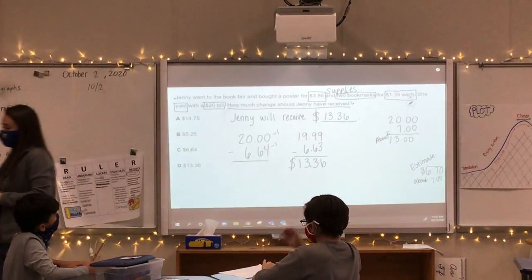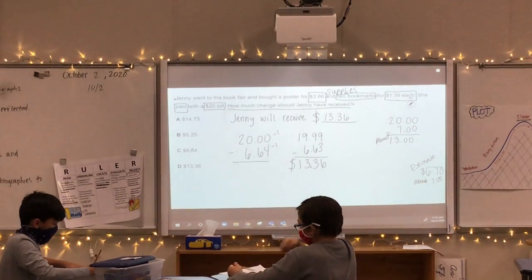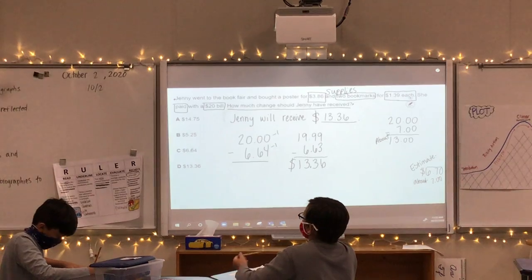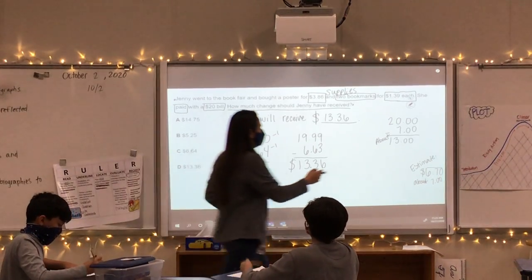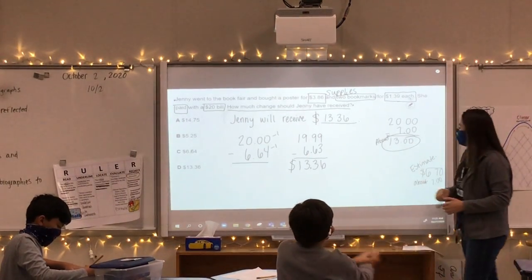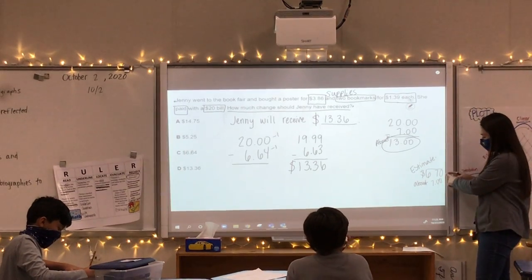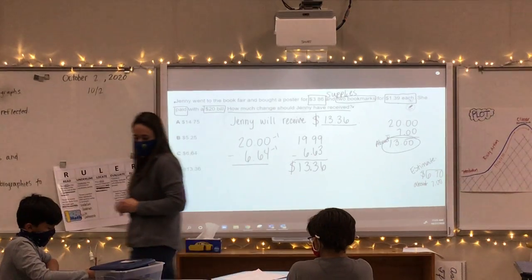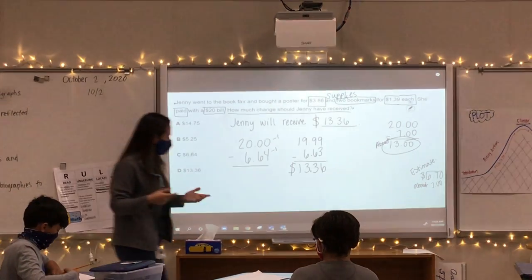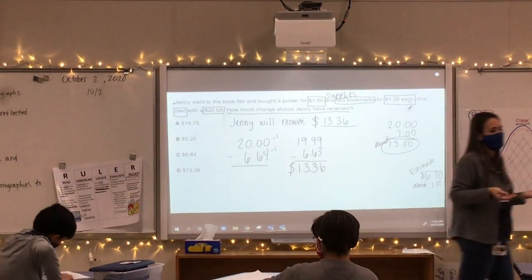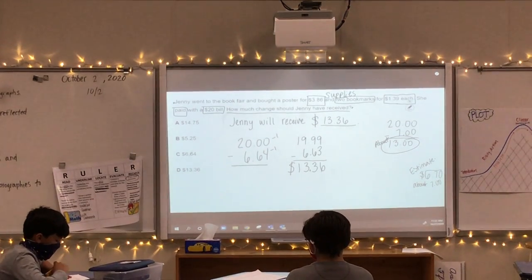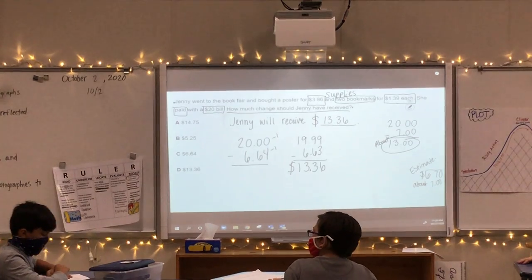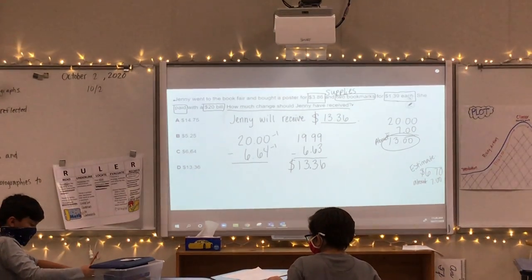I showed the unestimated one, which was the exact answer, and then I showed the estimated one, which was $13.30. Okay, so we were close to our estimation, which was about $13. Or if you had done $13.30, that's very close. So were we close? Yes. Is our answer reasonable? Why is our answer reasonable? I want you to turn and tell someone next to you, why is our answer of $13.36 reasonable?